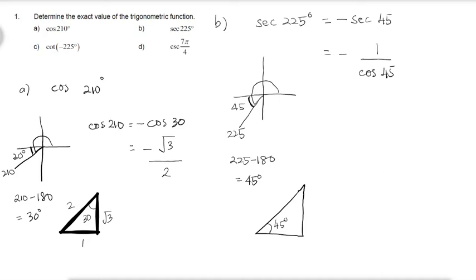So we have 1 over square root of 2. So cos negative 45 is equal to negative 1 over square root of 2, or we simplify it and become negative square root of 2 over 2, and we get the answer of negative 2 over square root of 2.